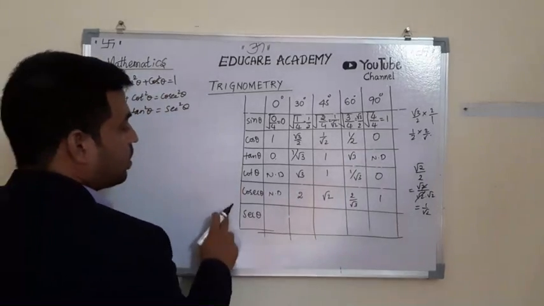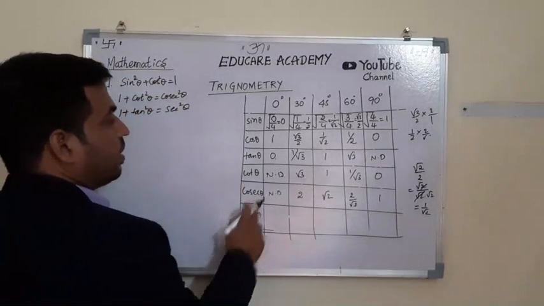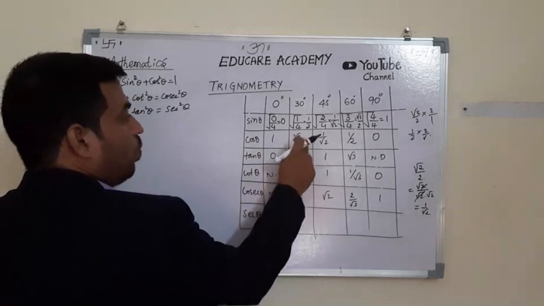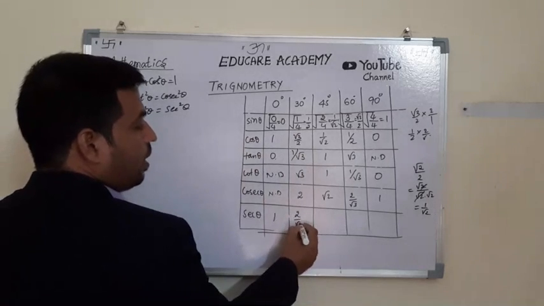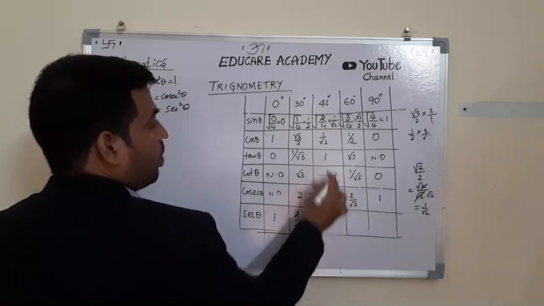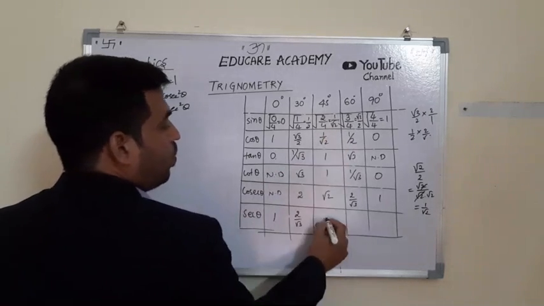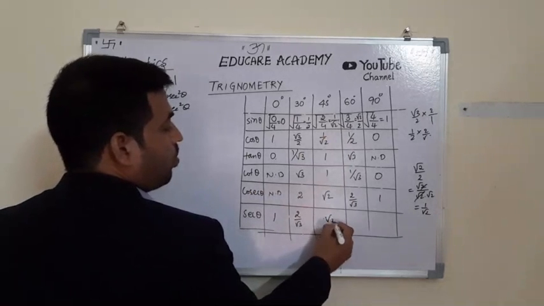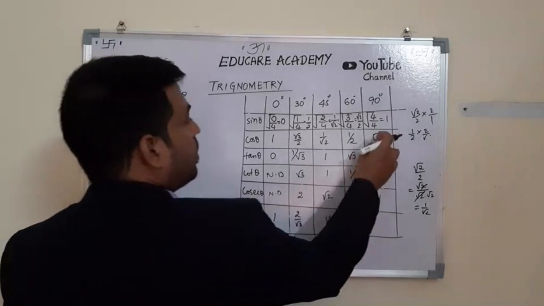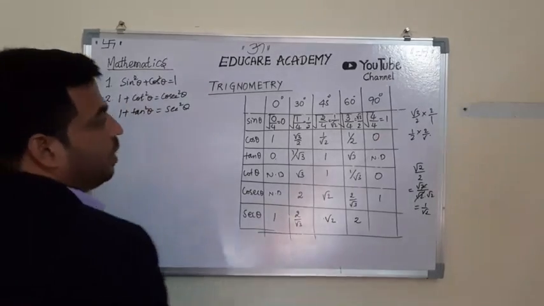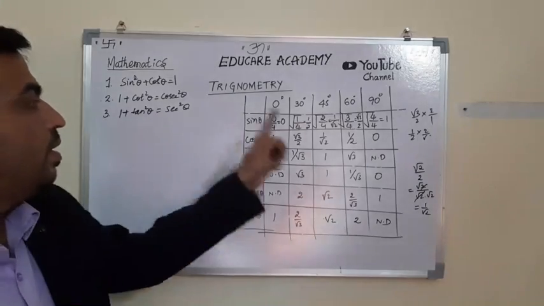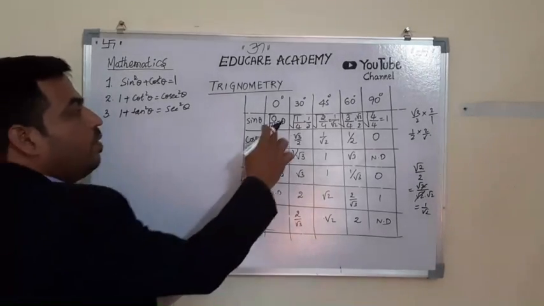Now coming to cos, opposite of cos is secant, so 1 by 1, sorry, 1. 1 by root 3 by 2, 2 by root 3. Next 1 by root 2, root 2. Next one half, here 2. Next cos 90 is 0, 1 by 0, not defined.